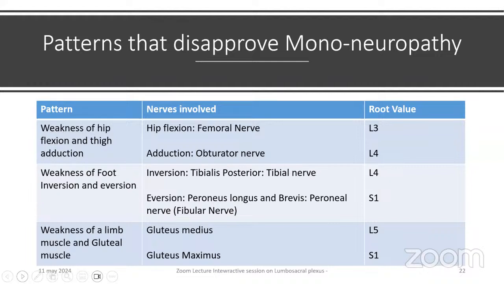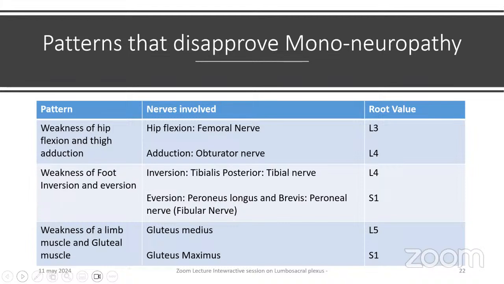So if you look at the patterns that disprove mononeuropathy, suppose you get a hip flexion weakness and adduction weakness. Hip flexion is by the femoral nerve, which is L3 root value, and the adduction weakness is because of the obturator nerve, which is L4 value. So if you have both these, it can never be mononeuropathy. It should be radiculopathy only. Similarly, another combination is weakness of foot inversion and eversion. Inversion is caused by tibialis posterior, which is L4. Eversion is by peroneus longus and brevis, that is S1.